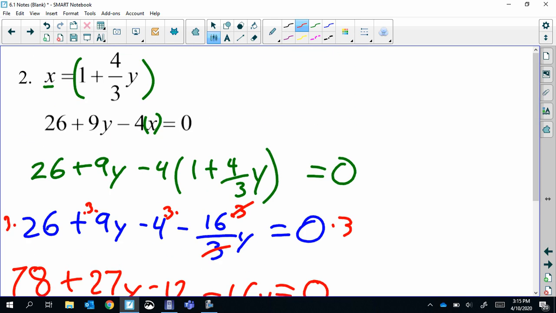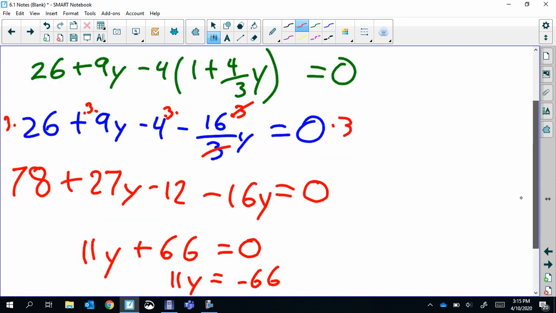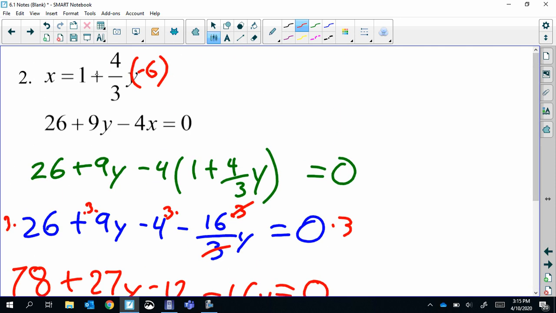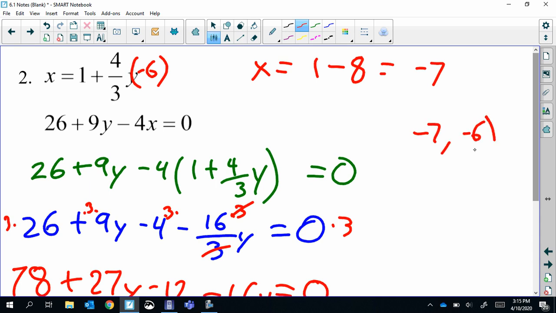Then we could take that answer, plug it back into either of these original ones. The top one's going to be pretty easy, because we just replace y with -6. So that would be x equals 1. Negative times positive is negative. 6 times 4 is 24, divided by 3 is 8. 1 minus 8, that would be -7. So that's our final answer. X is -7, y is -6. Write it as an ordered pair, and you're all done.